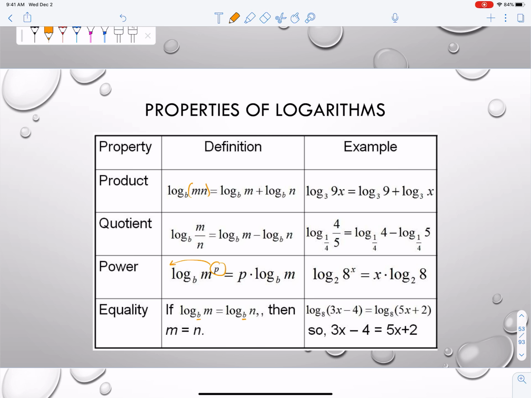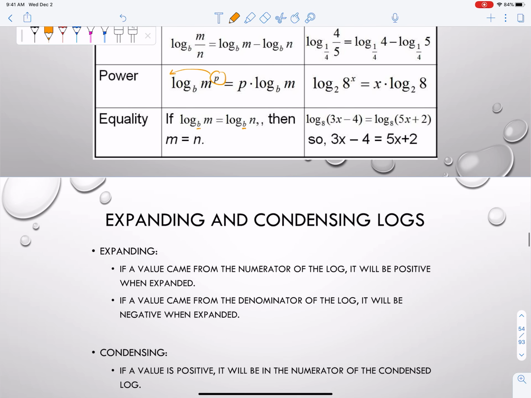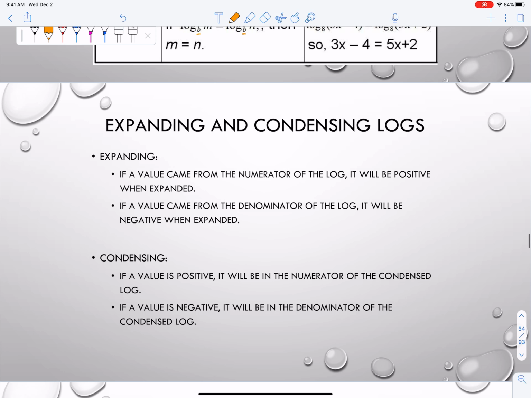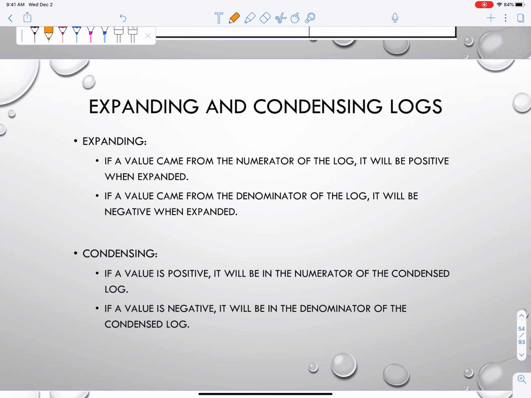In terms of expanding, anything from the numerator gets expanded with a plus sign. Anything that came from the denominator gets expanded with a minus sign. So we can expand this, essentially have it grow into bigger problems. So, expanding and condensing. Here's what I was talking about with the positives and negatives. You're welcome to read through that, but I did just explain it above.